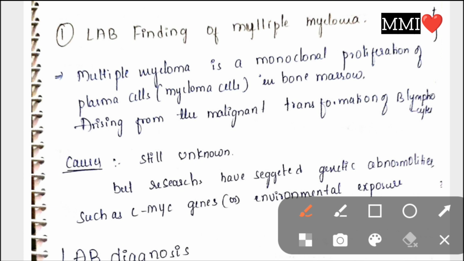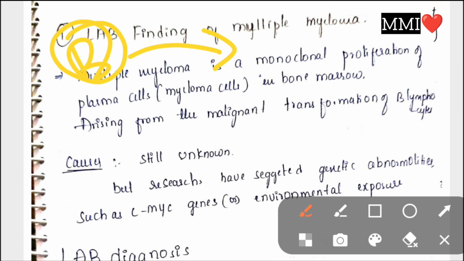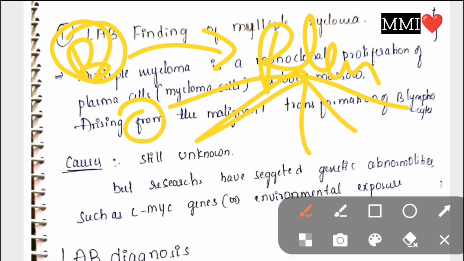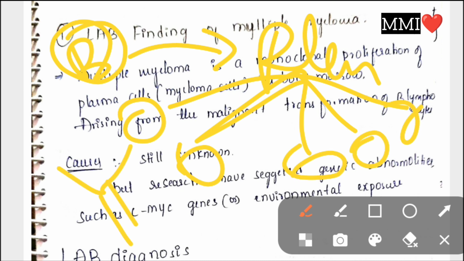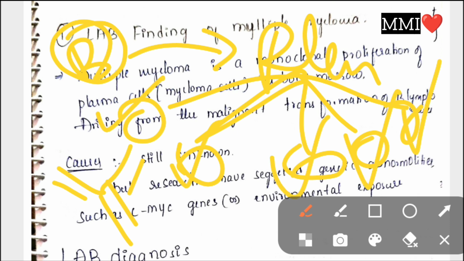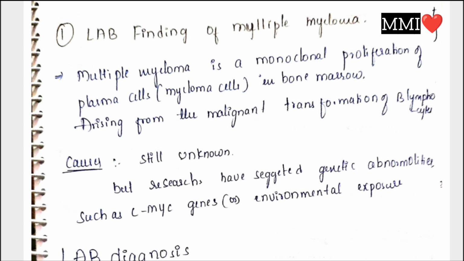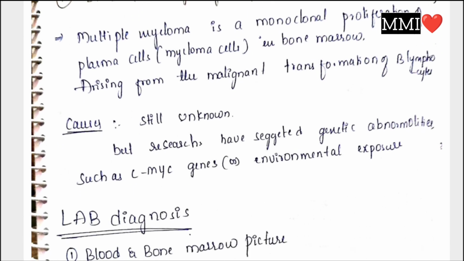Here is a B cell. This B cell converts into a plasma cell, and this plasma cell multiplies many times and produces a number of plasma cells. These plasma cells all produce a single type of antibody, the same monoclonal antibody. So these are monoclonal antibodies which bind to only one particular antigen. These are the result of malignant transformation of the B lymphocytes.